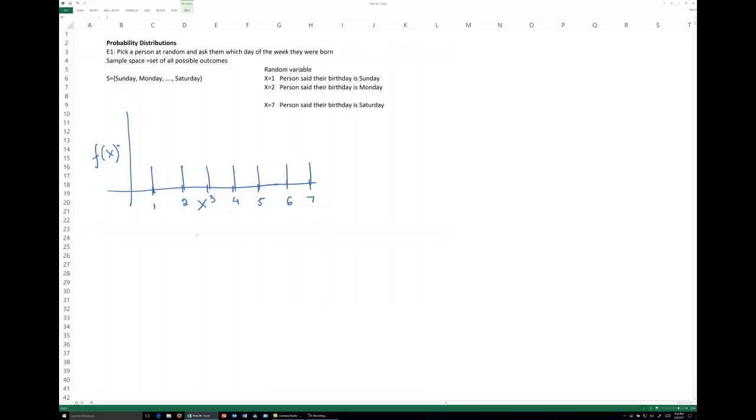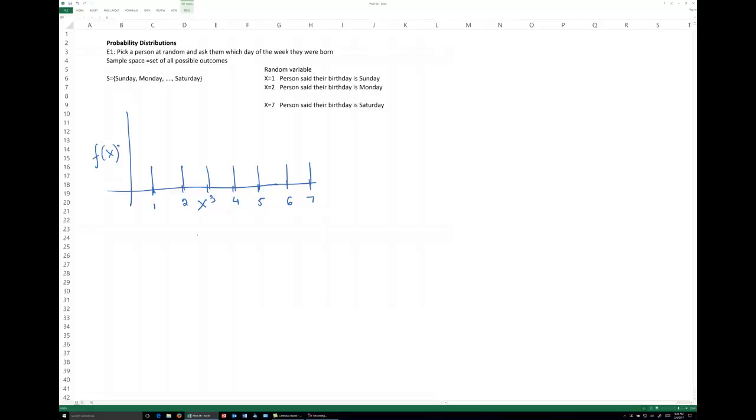Now, if you look at this picture, you see all the spikes are of the same height. So this distribution is what is referred to as a uniform discrete probability distribution. Why discrete? Because the outcomes are discrete. Uniform because all outcomes have the same probability.